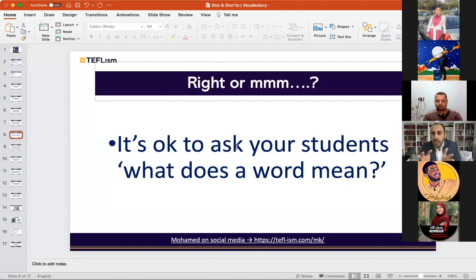Of course, if something can be clarified with a picture, don't ask them, what does an apple mean? You can't do that. You just provide them with a picture and ask, what's this? Done. Now they know the concept. They might not be able to say it's an apple if they are complete beginners, level 0, but at least the concept is there.